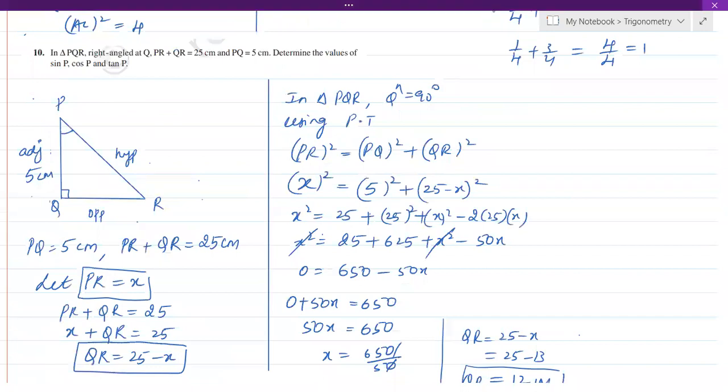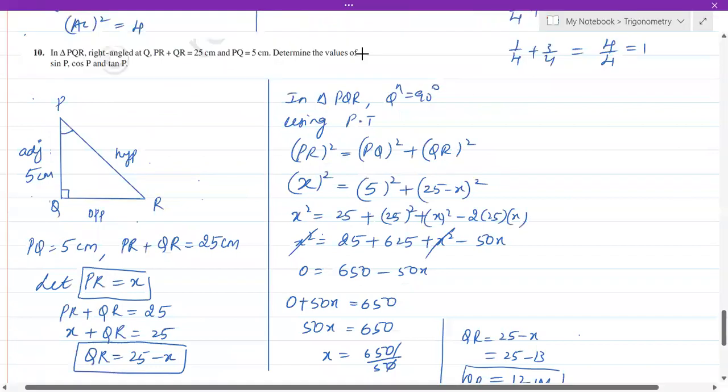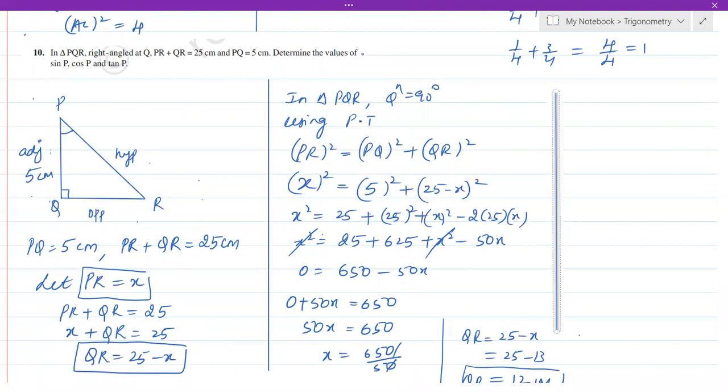What is required according to the question? According to the question, we need sine P. Sine is what? Opposite by hypotenuse. What is our opposite here? Opposite is QR. QR value is 12 and hypotenuse value is PR. PR is 13. So sine P value is 12 by 13.